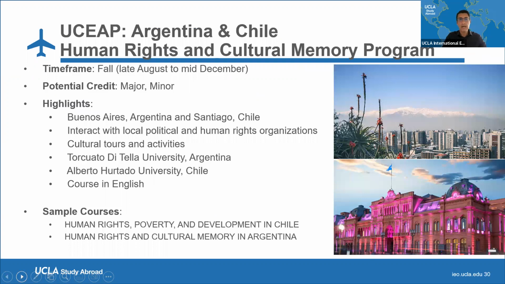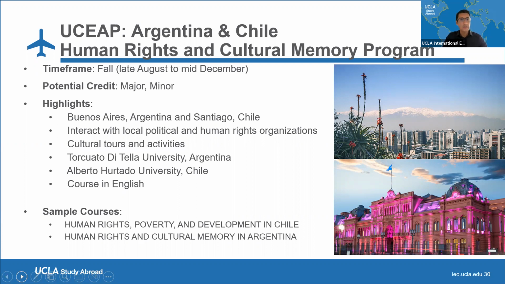And then the last one that I want to highlight is in Argentina and Chile. It's a joint program where you spend half of the time in Buenos Aires, Argentina, and half of the time in Santiago, Chile. This program is at two small private universities. They teach in English. You take classes with UC students, but you actually have the opportunity to be at the university and meet local students and local professors. So this one's a little bit of a hybrid program.